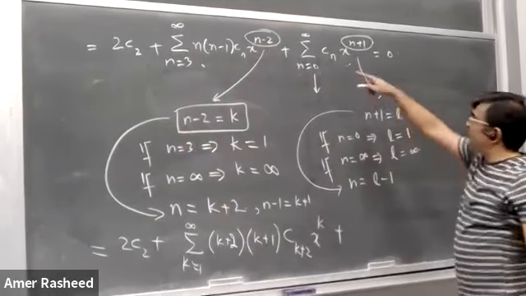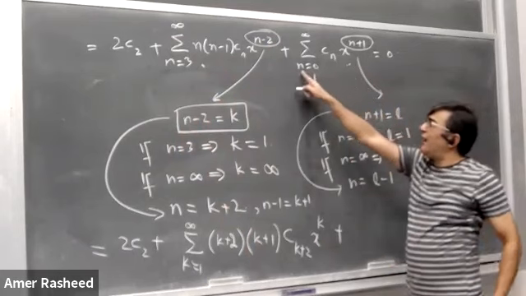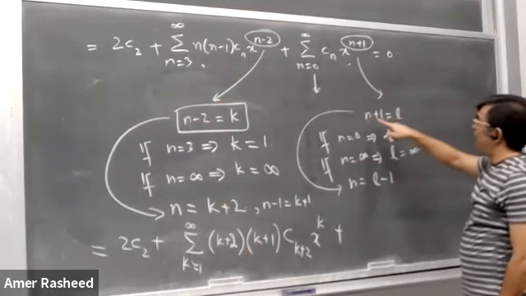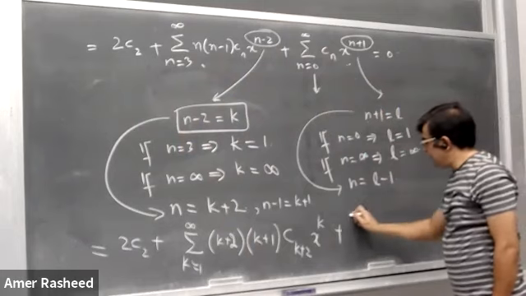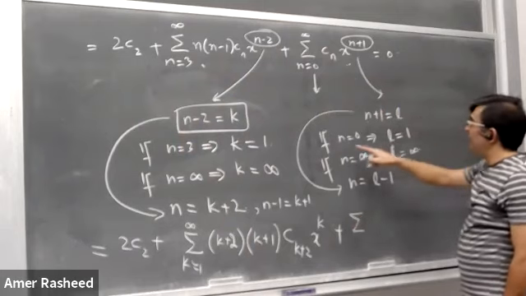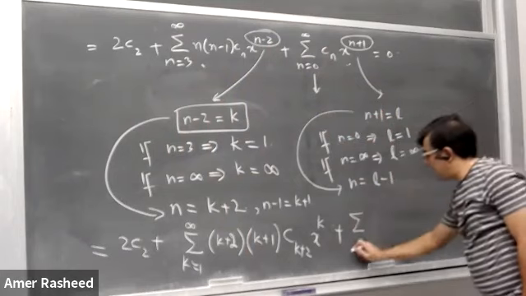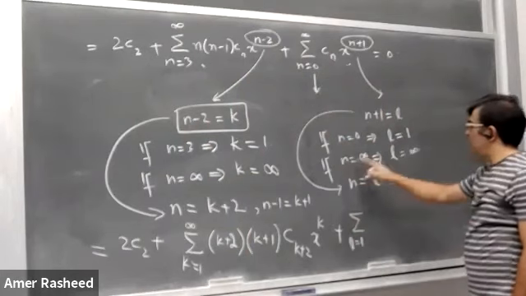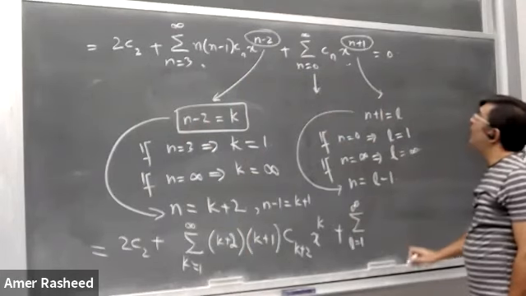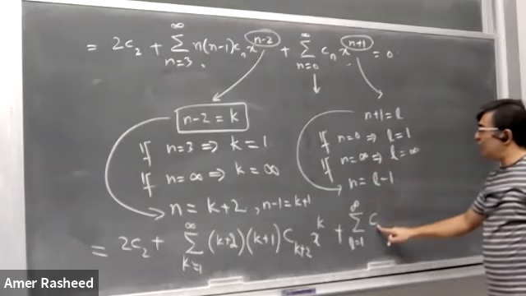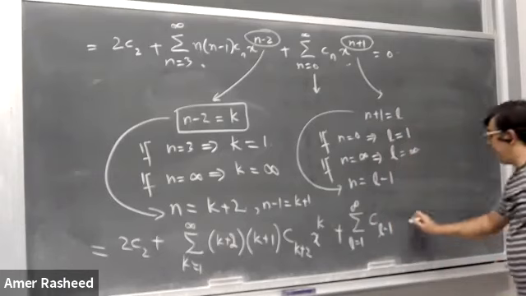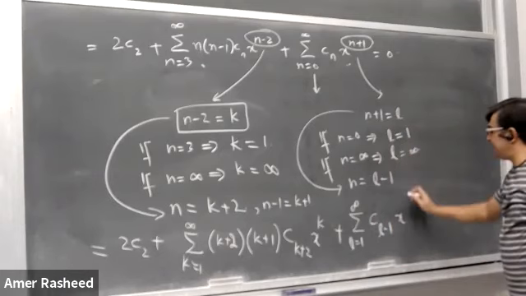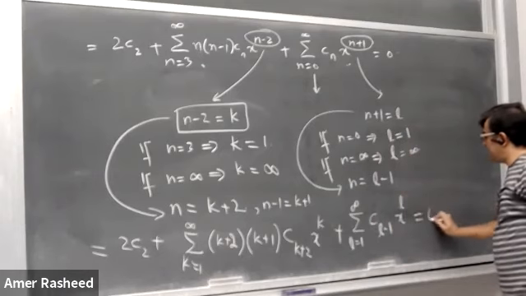Now the other series becomes, where here we had n equal to 0 to infinity. We have replaced these things with L. So the summation here, when n is 0, L is 1. So L starts from 1 to infinity. And Cn, what is the value of n here? L minus 1. And x power n plus 1 is L.